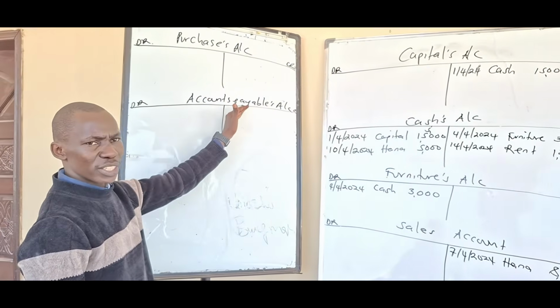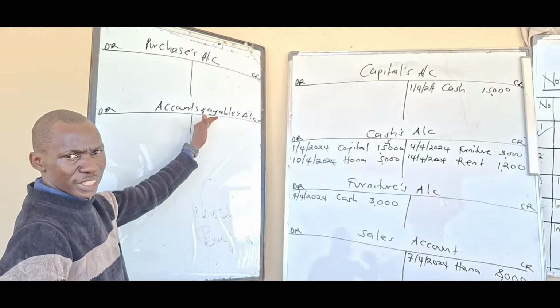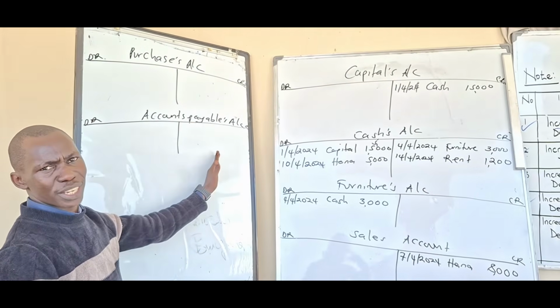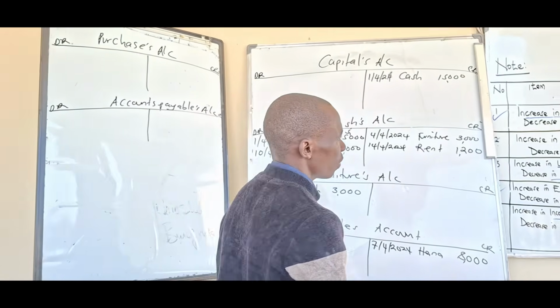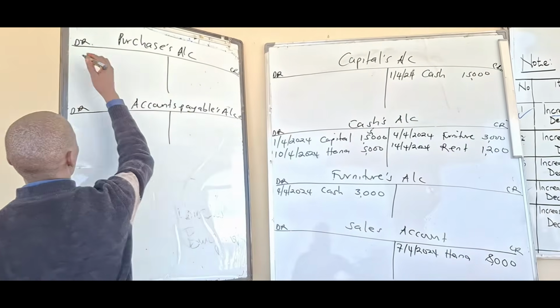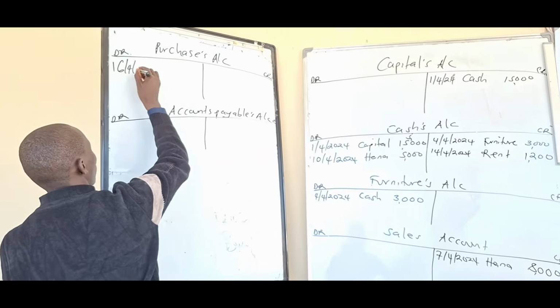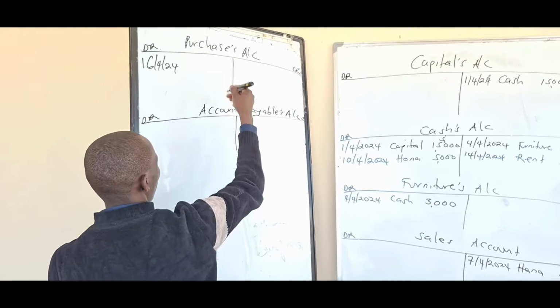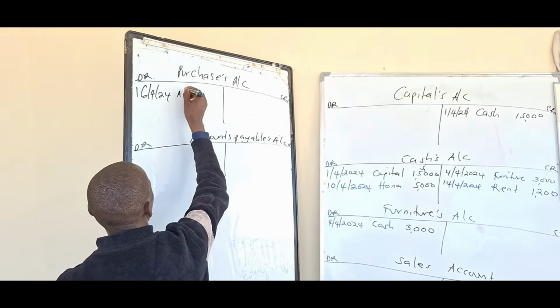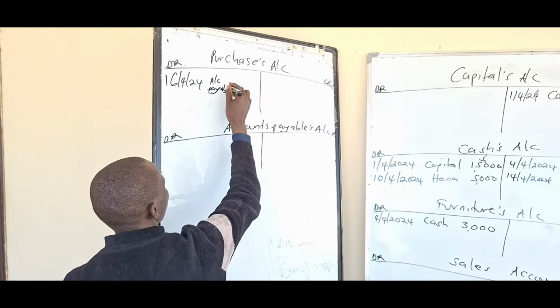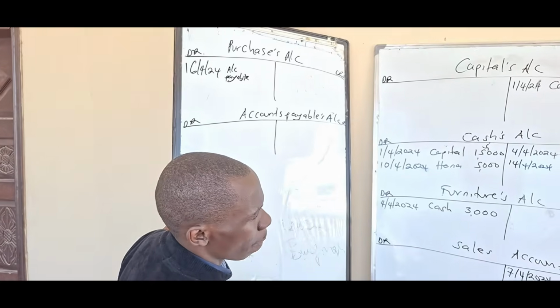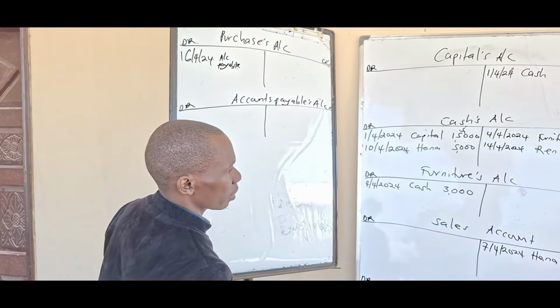Then the accounts payable, since it is our liability, and when liabilities are increasing, we put on the credit side. Simple. You record and you move on. So that is on 16th. Purchases are increasing, so we put on the debit side. Purchases increasing to accounts payable. How much?